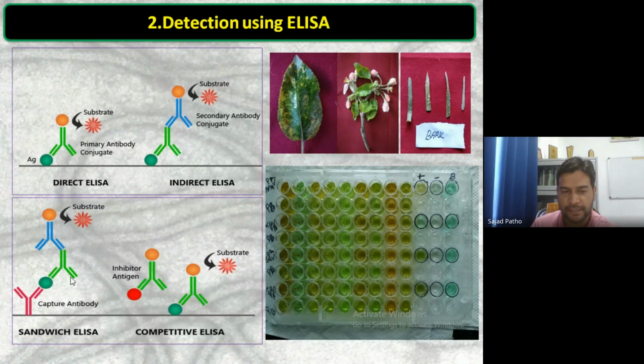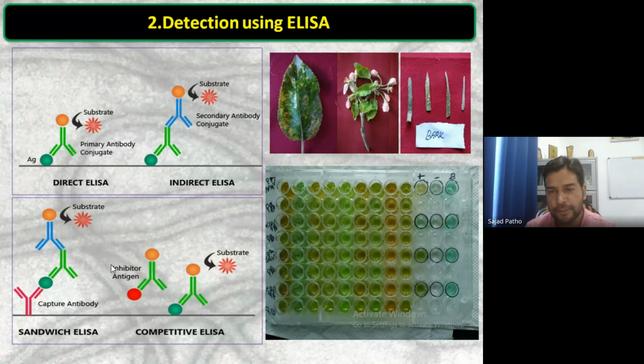But if this enzyme or this secondary antibody is not there, the substrate will not work and color will not be there. So if the primary antibody is there, then the antigen is there and the secondary antibody is there, and the secondary antibody will react with this antigen. And when this antigen is there, only then the secondary antibody will be there, the enzyme will be there, and when we put the substrate, it will produce the color.